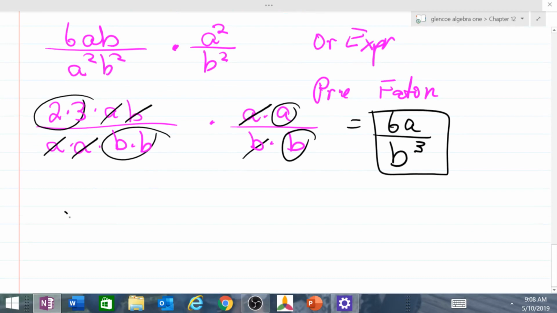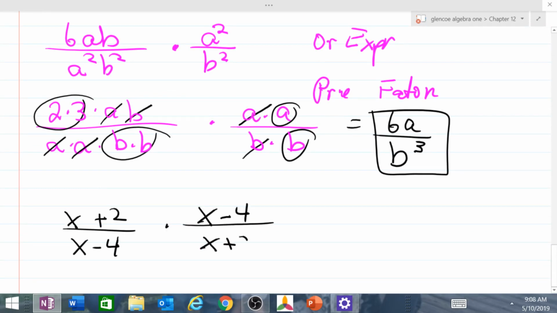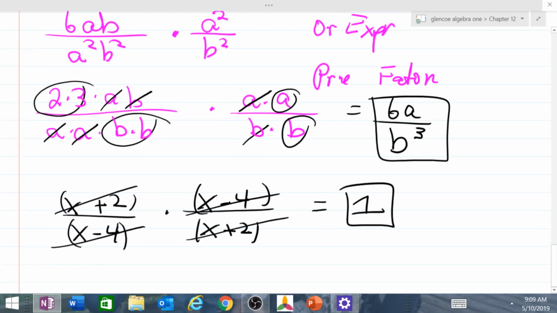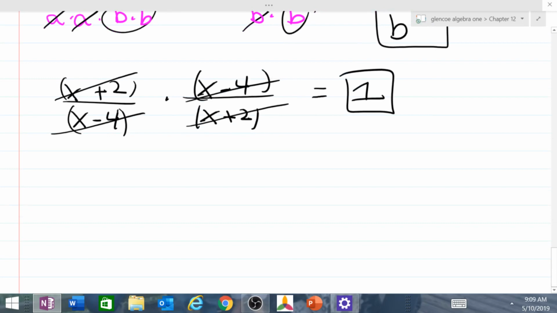Let's try one more. X plus 2 over x minus 4 times x minus 4 over x plus 2. The x plus 2's cancel. The x minus 4's cancel. And the answer, guys, is not 0, but it is 1. Are you with me? And then we'll do one more where you have to factor.